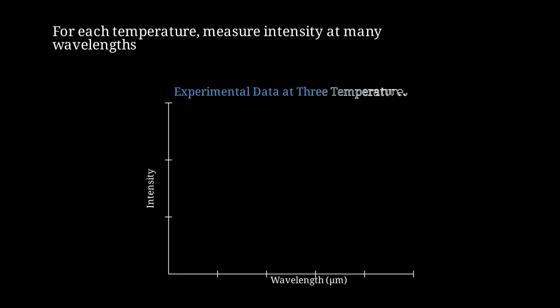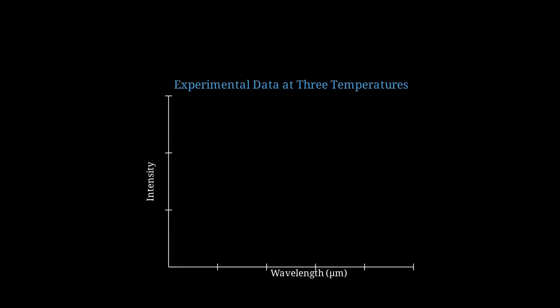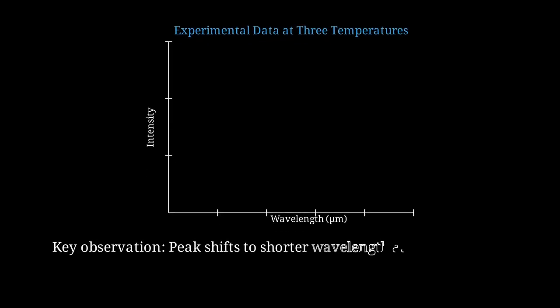When we plot this data, we get curves that look like humps. Each temperature produces a different curve. A key observation is that as temperature increases, the peak of the curve shifts to shorter wavelengths, and the total intensity increases dramatically.